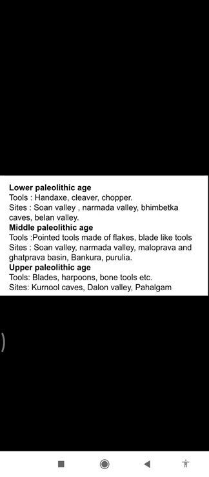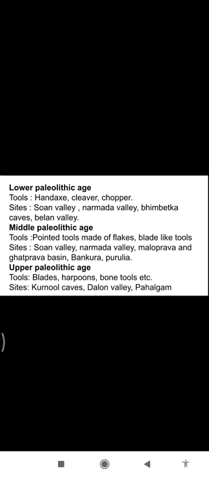Next is the Upper Paleolithic period. The Upper Paleolithic period lasted from around 40,000 to 10,000 BC. The tools found in this period were blades, harpoons, bone tools, etc. The famous sites are Kurnool Caves and the Muchchatla Chintamani Gavi in Andhra Pradesh, also Rani Gunta in Andhra Pradesh. The Son Valley is famous, and Pahalgam in Kashmir. From this period, men learned the use of fire.